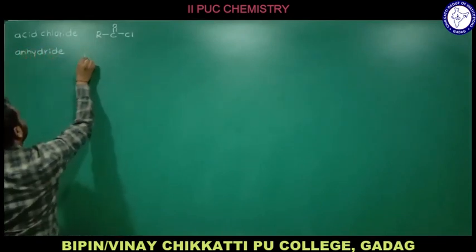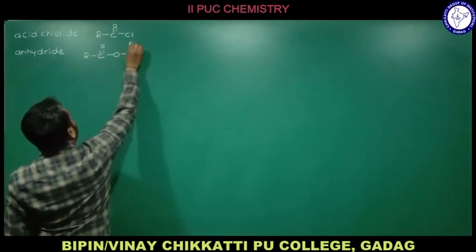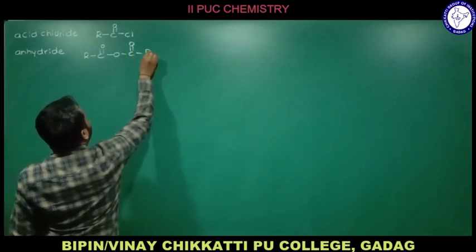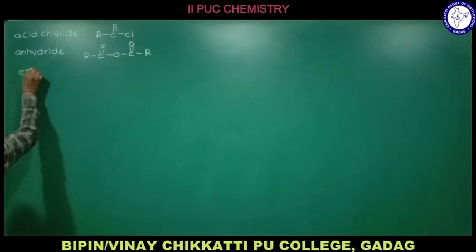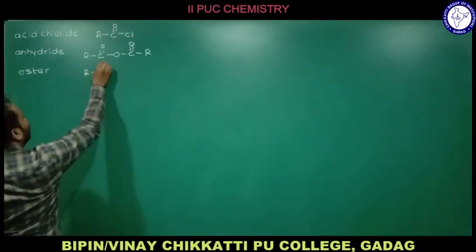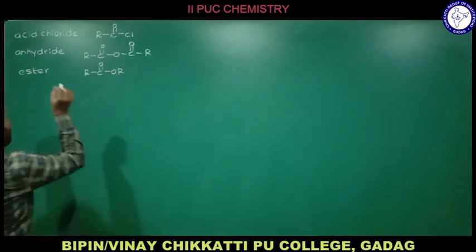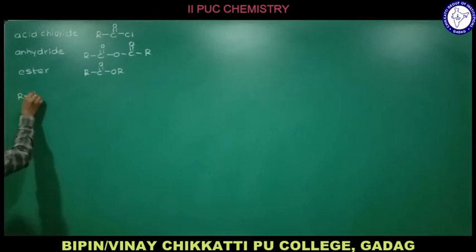Anhydride can be represented in this fashion, C double bond O, C double bond O, and we have an R here. So this is acid anhydride. Now if you consider ester, in case of ester, C double bond O, OR you are going to get. So this is how acid chloride, anhydride and ester can be represented. When the primary amine and secondary amine react with any one of these, that process is considered to be acylation. So now I consider the primary amine, that is R NH2.